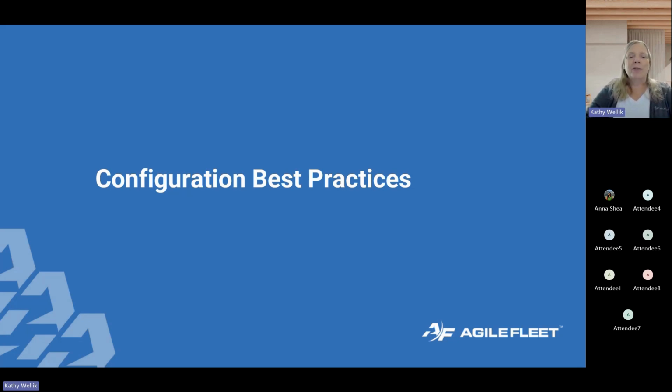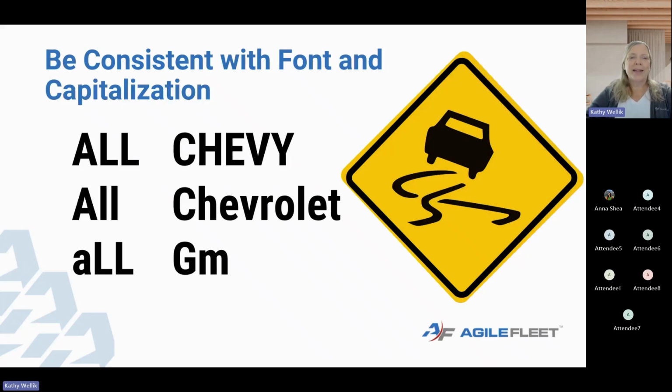So it's always best to have best practices, right? When we're talking about configuration in this system, best practices and being consistent is so important. And that starts even with just the simple things. So making sure your staff are consistent with font and capitalization. For example, are you going to type everything in all capital letters? Are you going to type a capital letter and then small letters? Are you going to type a small letter then capital letters? Is a Chevrolet vehicle a Chevy, a Chevrolet, or a GM? There are many different things that you can do.